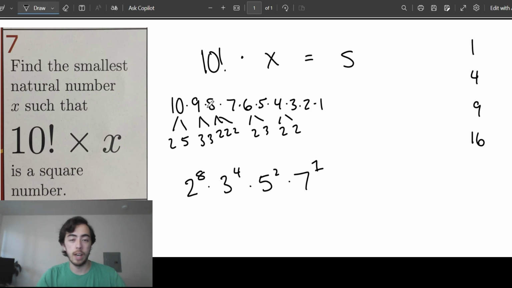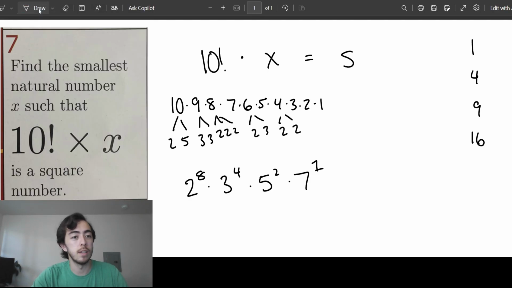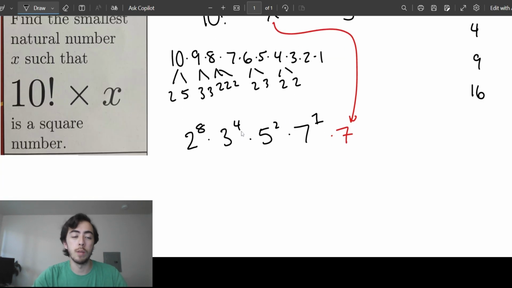So now we have basically this condition already set where we have only even exponents in our prime factorization. The one thing is that we're missing a 7 because we have 7 to the power of 1, not 7 to the power of 2. So by tacking on another 7, we can have all even exponents, and we need the 7 here to get a square number. And we don't need to touch any of these to guarantee a square number. So this is our square number right here. It's whatever 10 factorial times 7 is.